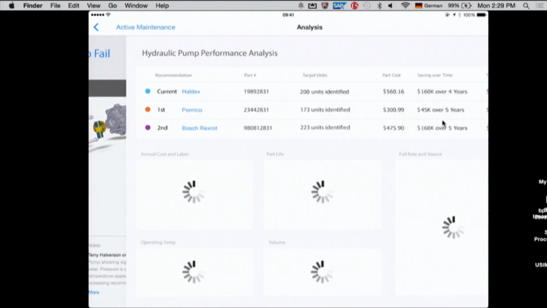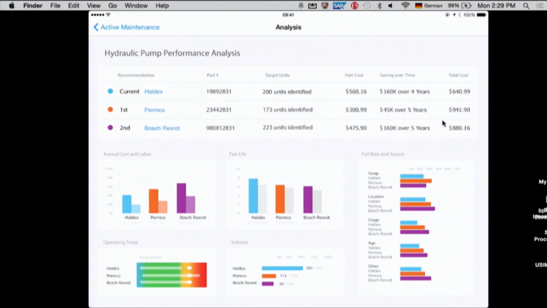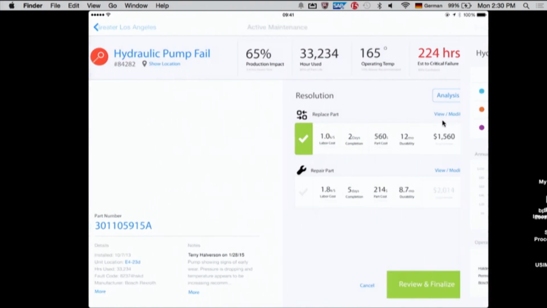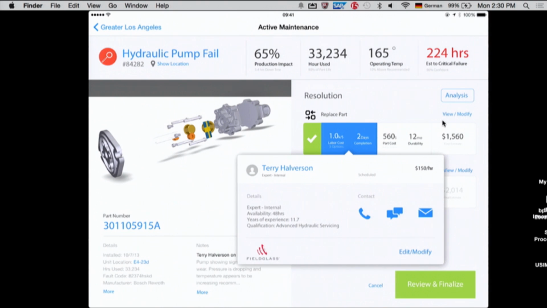He can really analyze with analytics what's the best pump to replace it with. He's got 3 options: Haldex, Permco, or Bosch. In this case, Haldex, though it costs more, from past data he figures out that the total cost of ownership is low. So he can make up his mind, and he can look at who the system is also proposing to do this job.